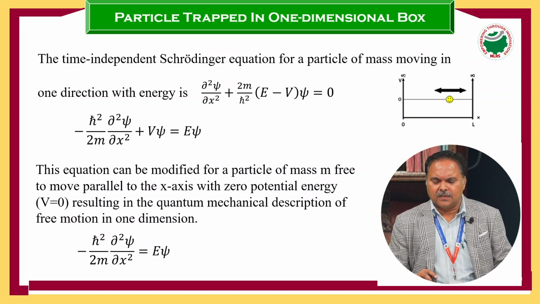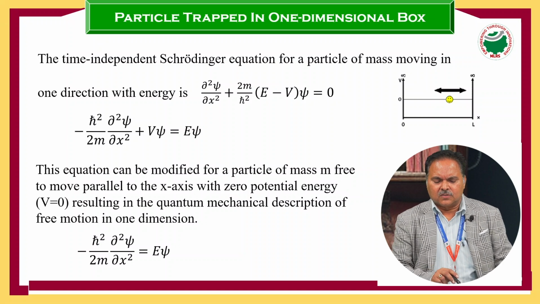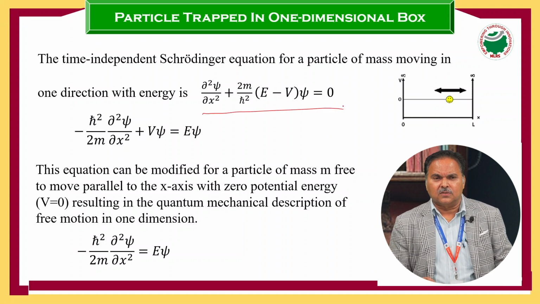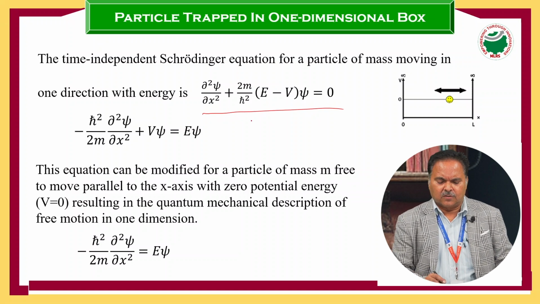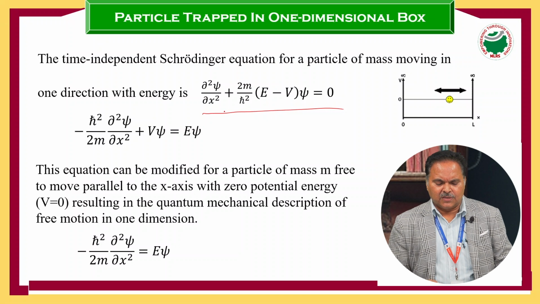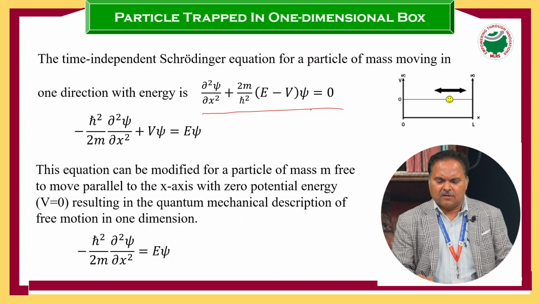The time-independent Schrodinger wave equation, which we studied in the earlier class, is for motion in one direction, along the x-axis only. The equation becomes: dou square psi by dou x square plus 2m by h bar square into (E minus V) into psi is equal to 0. This is the one-dimensional time-independent wave equation, and it is a second order wave equation.